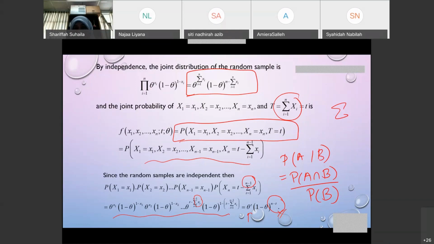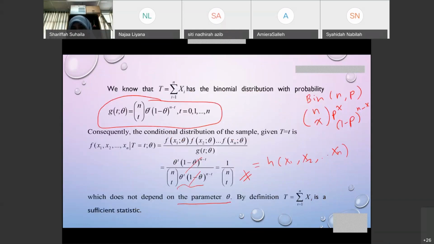Now, kita dapatkan apa PDF for T. Sebab kita dah tahu T is equals to summation Si. So once it's summation Si, it becomes binomial distribution. So ini dia punya PDF dia. Okay, and then you divide lah. Divide. So second, this is your h. h does not depend upon the parameter theta. So by definition, tulis sikit lah. By definition, your T equals to summation Si is a sufficient statistic.